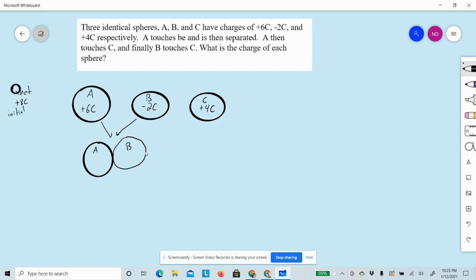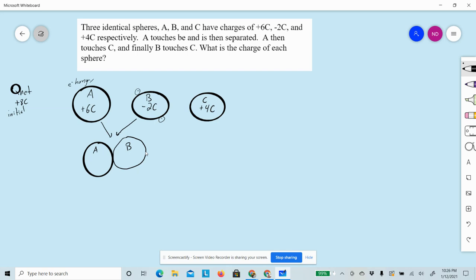The charge will distribute themselves. In this case, the net charge of just A and B is plus 4. This one's really electron hungry. B has some electrons to give. A is electron hungry, and it's going to steal electrons, and it's so much more hungry for electrons than B is, and B has some to give.